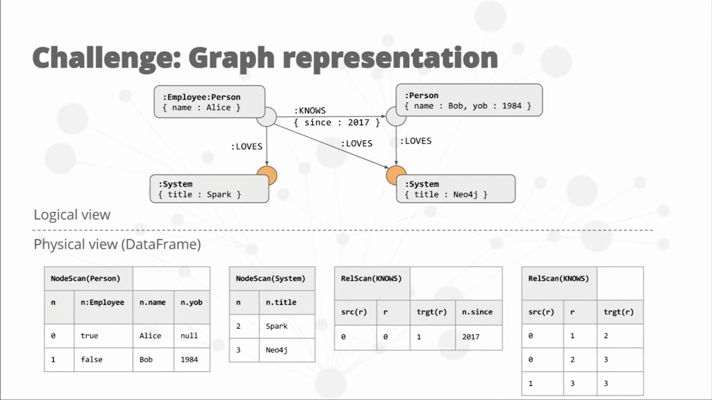The same, of course, for relationships. Here we have additional information. Of course, we need the source and target of that relationship, so the node it comes from and the node it points to. And of course, the relationship properties are modeled in the same way. So these node scans and relationship scans make up a graph, and this is our input for our CAPS engine, where we build our query plan on top of.